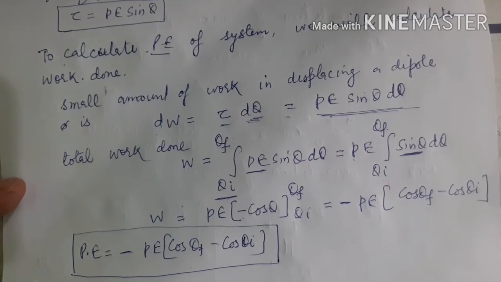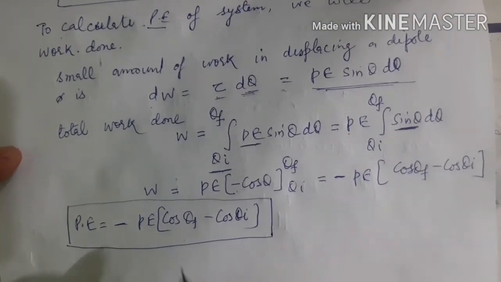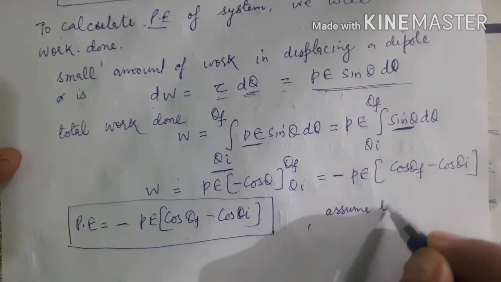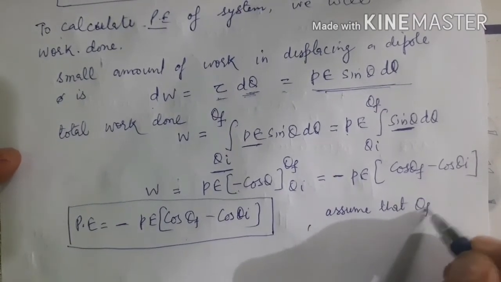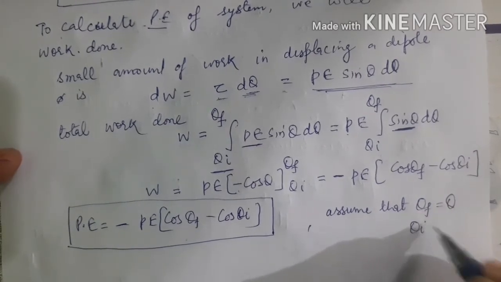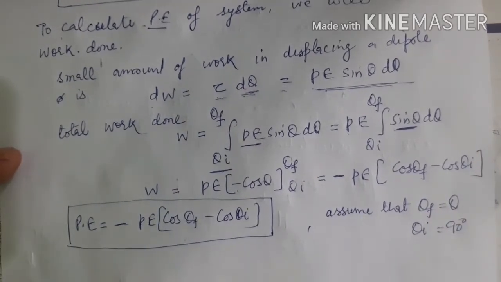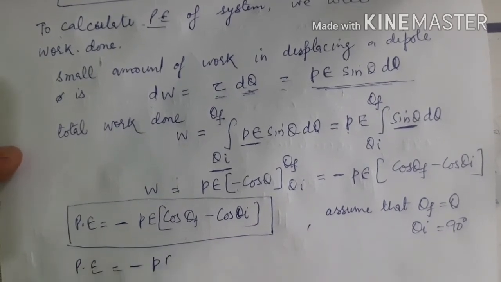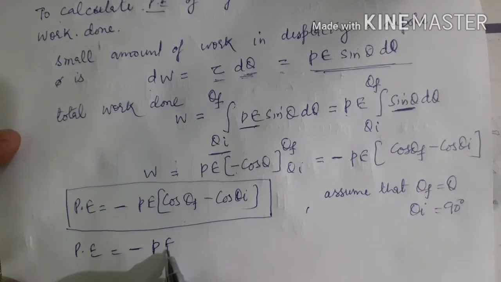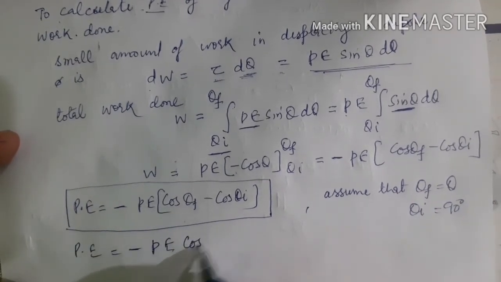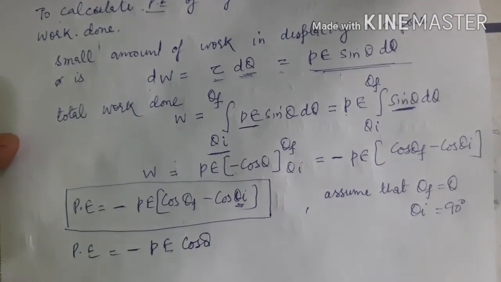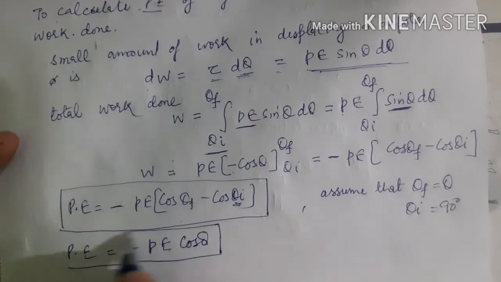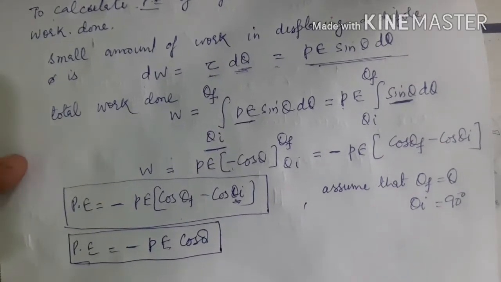One more point I want to make here is, to make it simpler, I assume that theta final is theta and theta initial is 90 degrees. So what we get? Potential energy becomes minus PE cos theta, because cos 90 is 0. So this is your potential energy of a dipole in a uniform electric field.